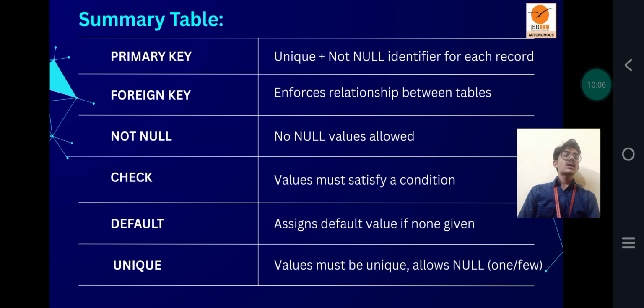Check constraint: the table must satisfy the logical condition. Default assigns a default value if no value is given. Unique: values must be unique. It sometimes allows null values. That's complete.